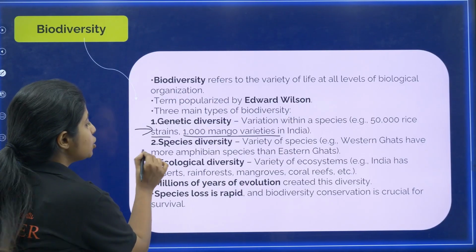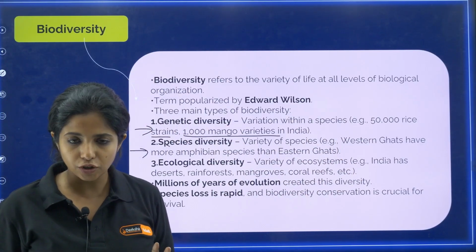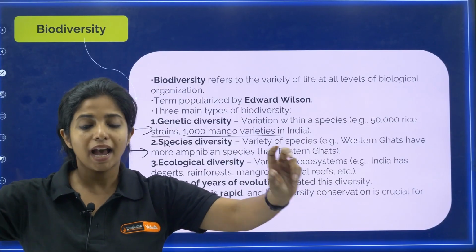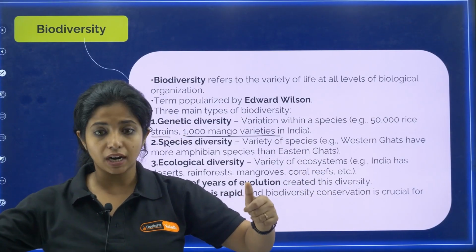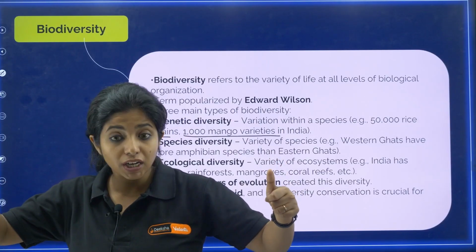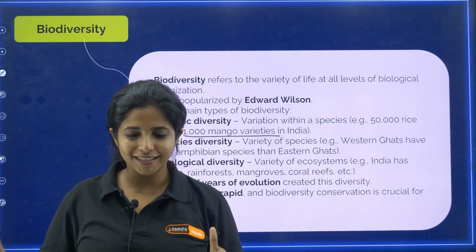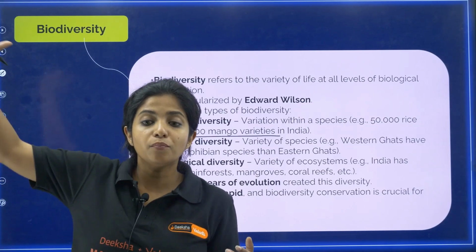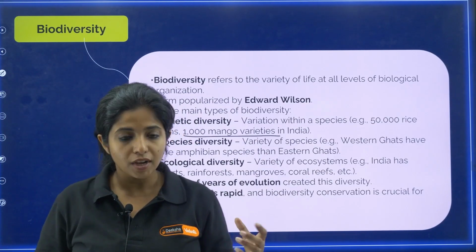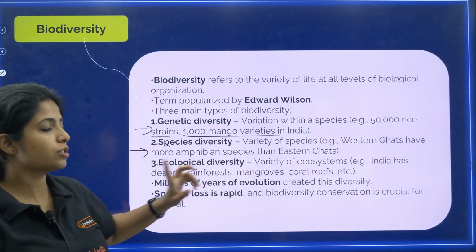Now what do you mean by species diversity? It means the variety of species that is there, my dear children. For example, I have two different places, Eastern Ghats and Western Ghats. And I am saying that in Western Ghats, the amphibian species is more in amount than in Eastern Ghats. So the different types of amphibians will be more in amount. That is what I am talking about. So the variety of species, for example, Western Ghats have more amphibian species than Eastern Ghats.